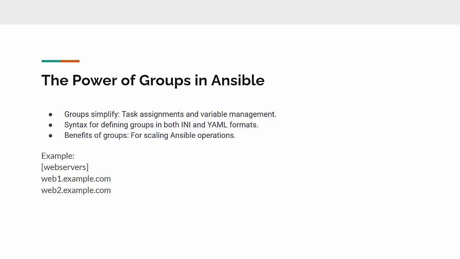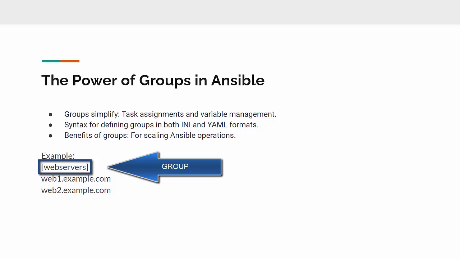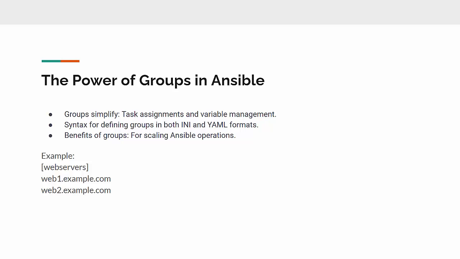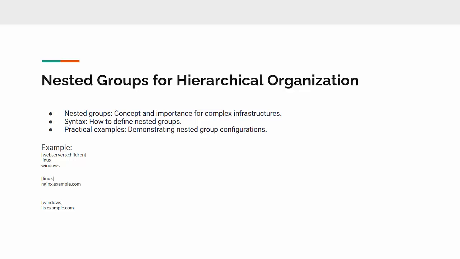Now let's move to groups in Ansible. Groups in Ansible help us organize these hosts. Think of groups as labels or folders on your computer where you can categorize files. By organizing hosts into groups, we can apply tasks and configurations to multiple machines at once, enhancing efficiency and scalability. Here is how we define a group of web servers in INI file format, grouping our machines based on their roles.